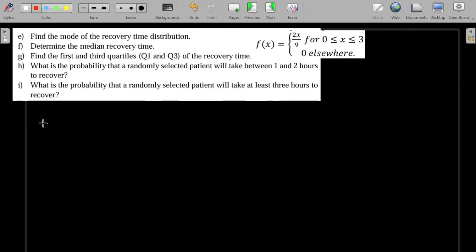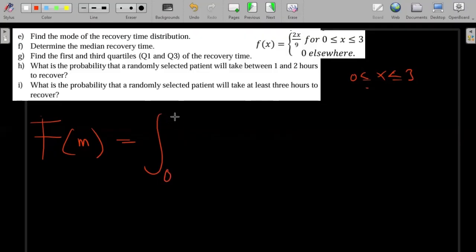So we're going to say our CDF, which is indicated by capital letter F. We can say capital F of m, because we're finding the median at first here, is going to be equal to the integral from the lowest value in the interval that you've been given. The interval that I've been given is 0 to 3. So what is the lowest value in this interval? I'm just going to write 0. It's the lowest one.